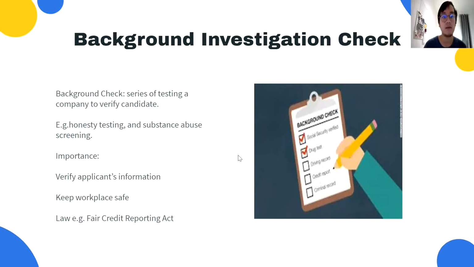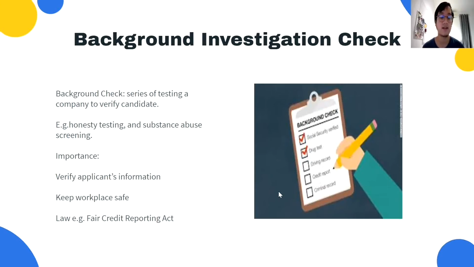And now we'll talk about background investigation check, in which it is a series of procedures a company does to verify a candidate. For example, it involves honesty testing and substance abuse screening. They do this because it is to verify the applicant's information and to see what they have written has no lies or exaggerations. Secondly, it keeps the workplace safe. So companies do not want to hire someone with criminal background because to make the workplace a safe environment to be in.